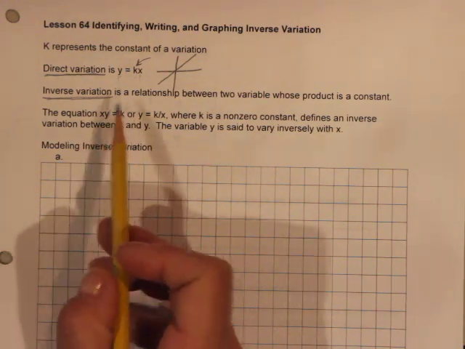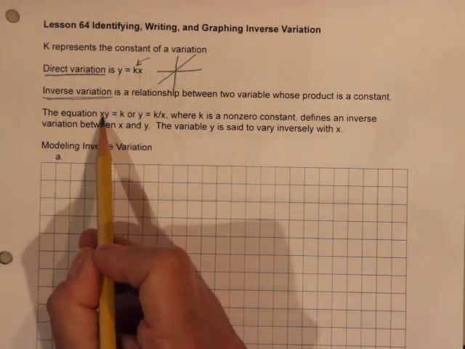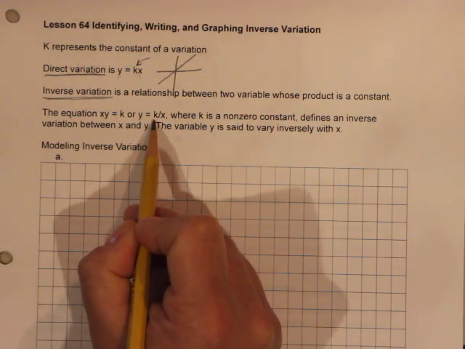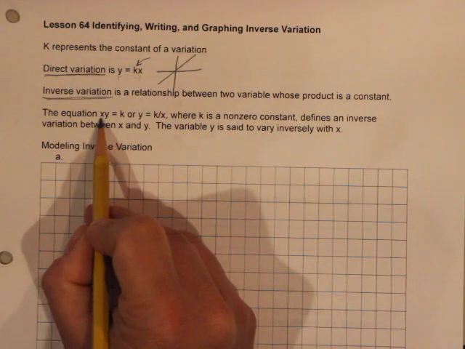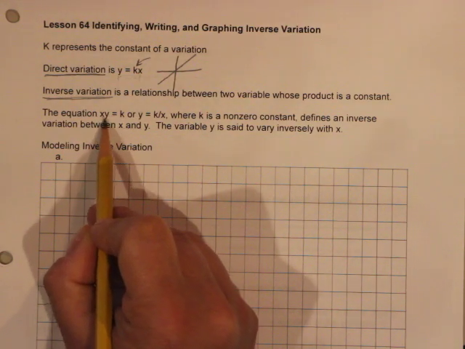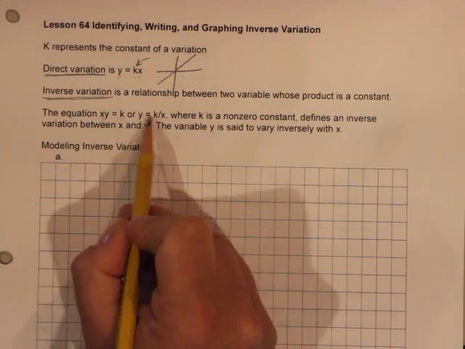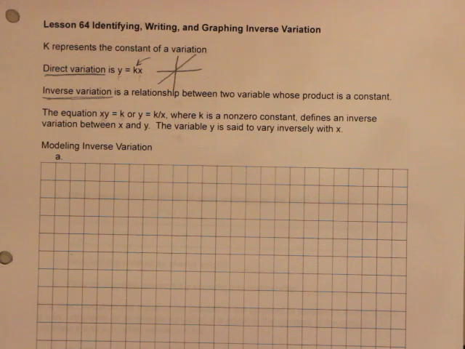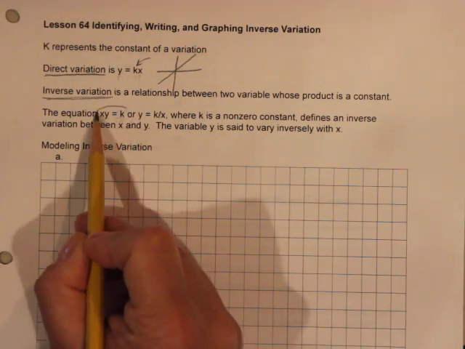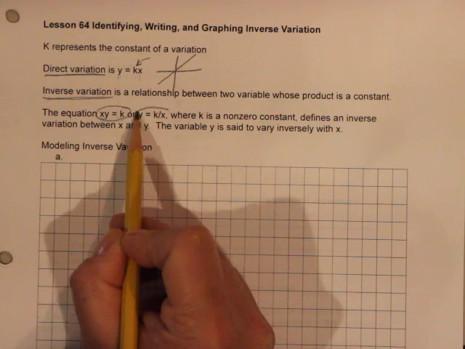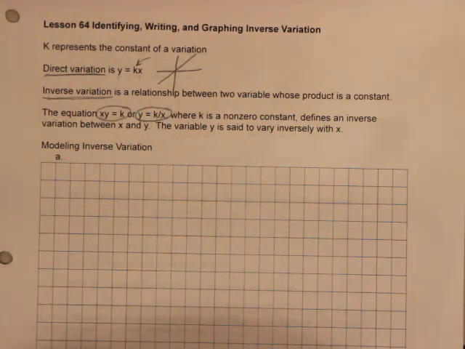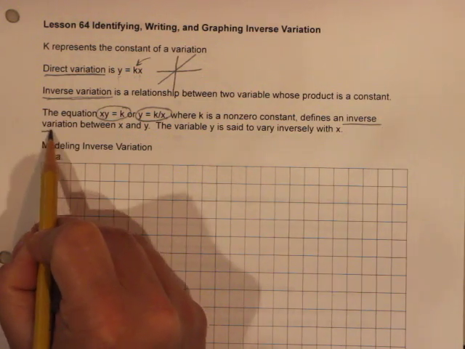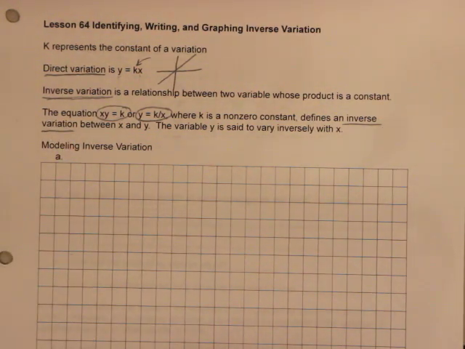The equation, not y equals kx, but xy equals k, or y equals k over x, which is what would happen if I were to solve this for y, right? If I took the x and divided it out and put it over here. These are both the same relationship, where k is a non-zero constant. This equation or this one, remember they're equal, just a different way to write the same thing, defines an inverse variation between x and y.